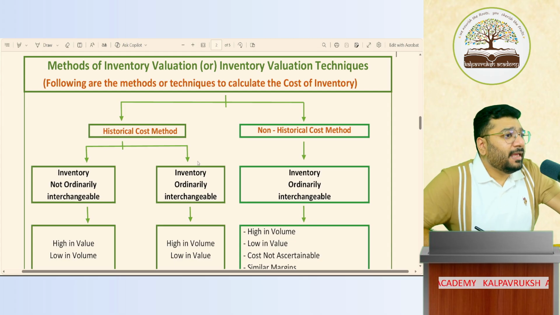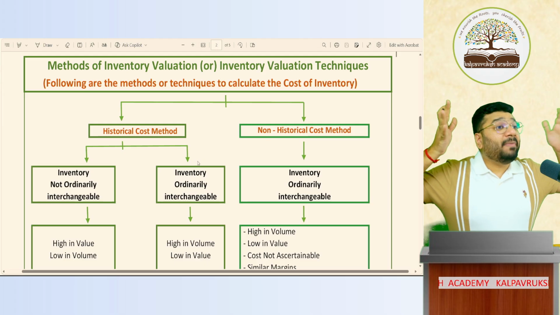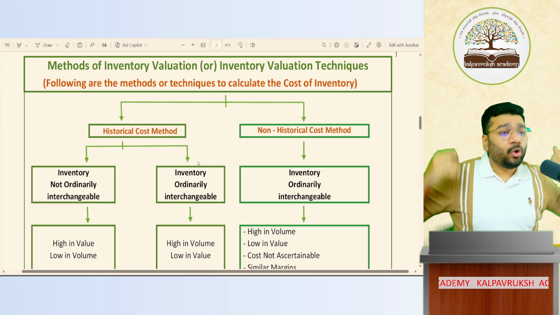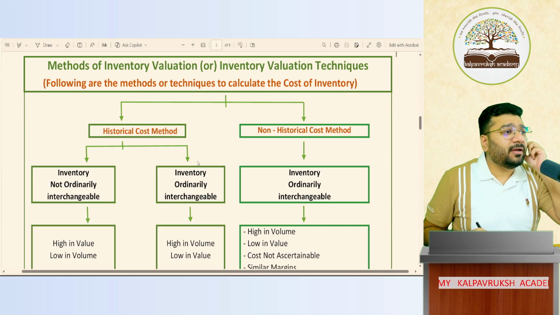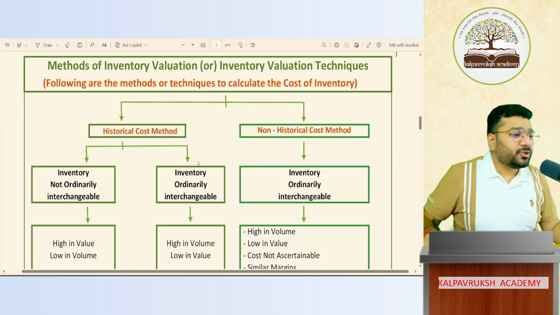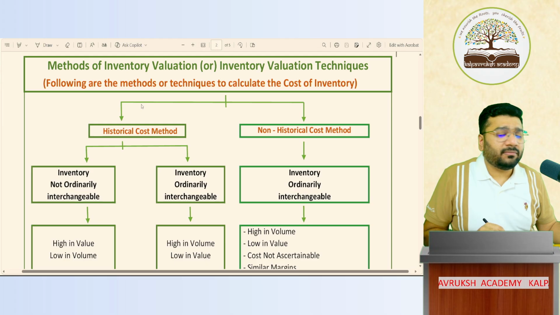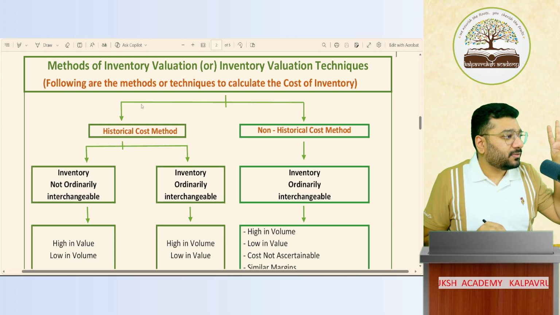Before that, can you please tell me what are the two systems of maintaining inventory? Periodic and perpetual. So the periodic inventory system and the perpetual inventory system are the way you maintain your inventory. How do you derive the quantity of the closing stock is what we've learned in that method, right? So in methods of inventory valuation, they bifurcated this into two scenarios.